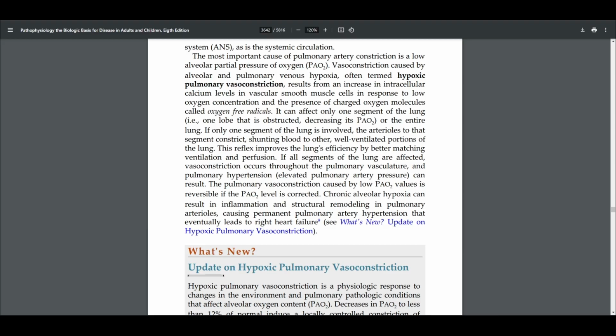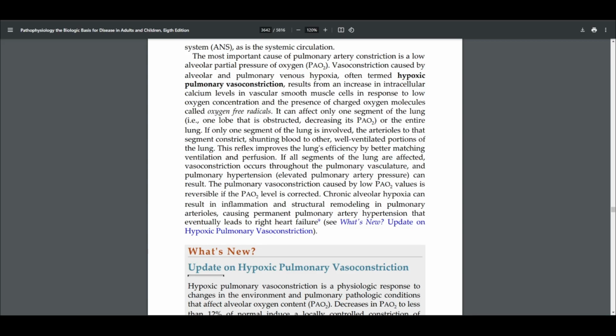Vasoconstriction caused by alveolar and pulmonary venous hypoxia, often termed hypoxic pulmonary vasoconstriction, results from an increase in intracellular calcium levels in vascular smooth muscle cells in response to low oxygen concentration and the presence of charged oxygen molecules called oxygen-free radicals. It can affect only one segment of the lung, such as one lobe that is obstructed, decreasing its PaO2, or the entire lung.